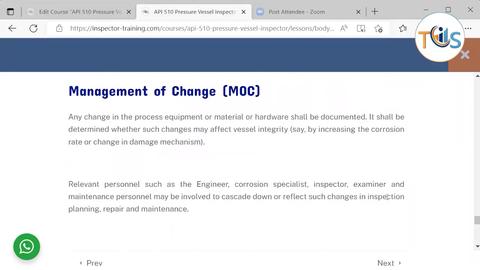Management of change is when you have certain parameters or a certain way of working and you change it. When you change the operation or the maintenance, or during the design, fabrication or repair, you should see how this change affects other disciplines or other parameters. And for that reason, you have to document it. So it's very important that management of change should be documented, and all the affected disciplines should be aware of these changes.